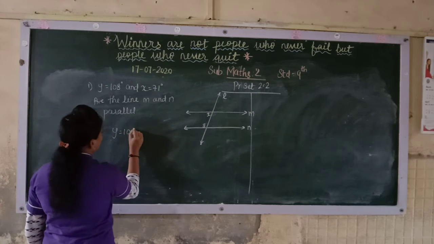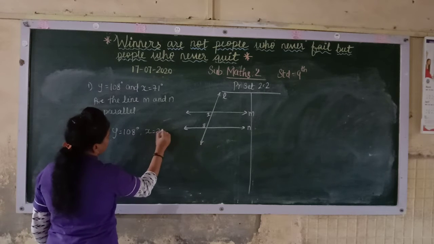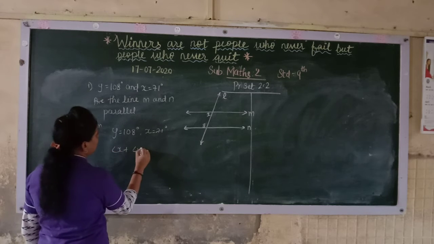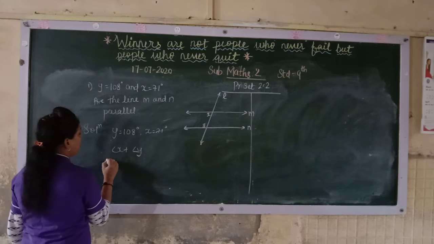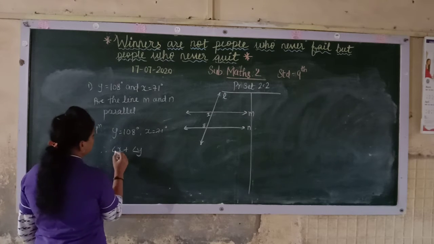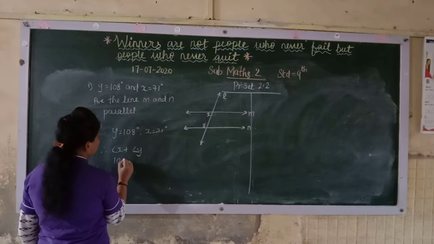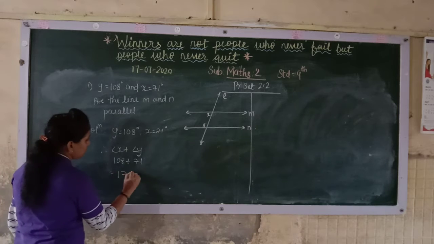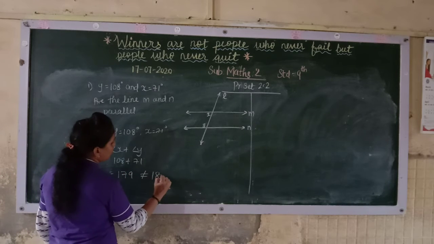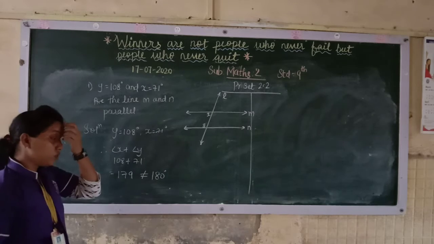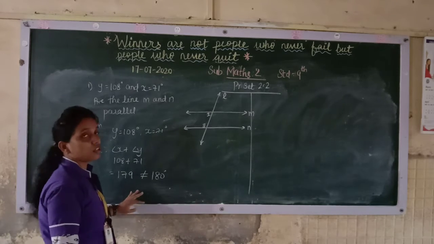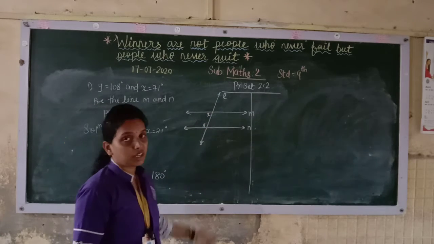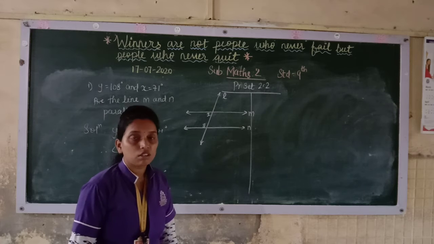Now see the solution. What is given over here? y is equal to 108 degrees, x is equal to 71 degrees. So what you will do: angle x plus angle y. See here, 108 plus 71. So it is coming 179 and it is not equal to 180. So as it is not equal to 180, it is not satisfying the property of the interior angles that their sum is 180. Therefore, these two lines are not parallel.